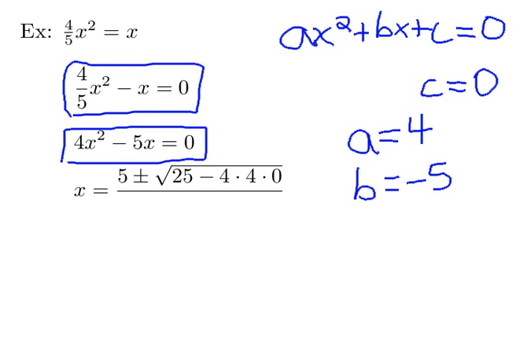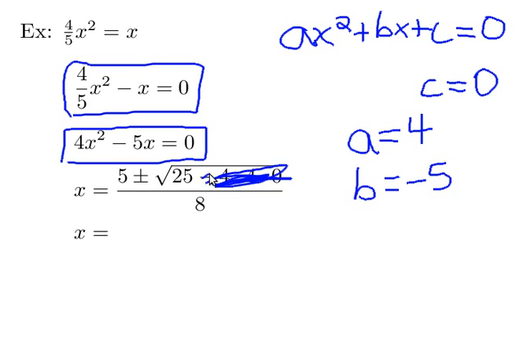All over 2a, and of course 2a is going to be equal to 8. 2 times 4 will give you 8, and of course 4 times 4 times 0, anything times 0 is 0, so we just cross that out. So we have that x equals, by the way, I don't even know what the answer is yet. I'm doing this as I go along. This is ad-libbed.